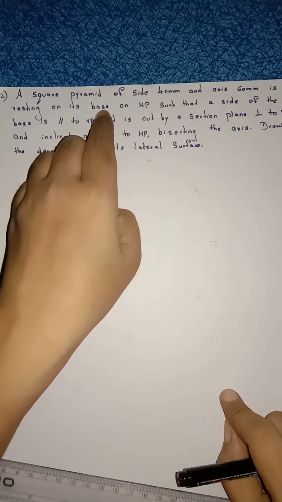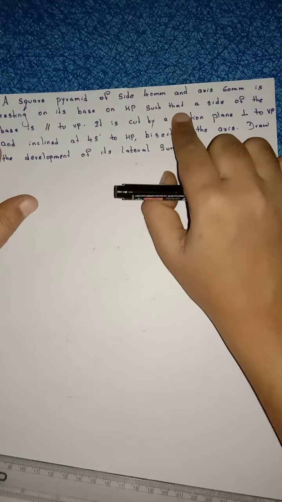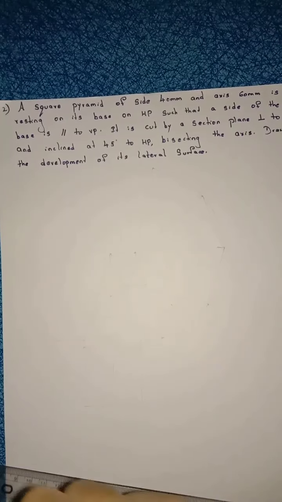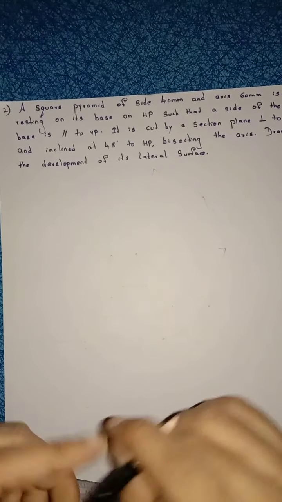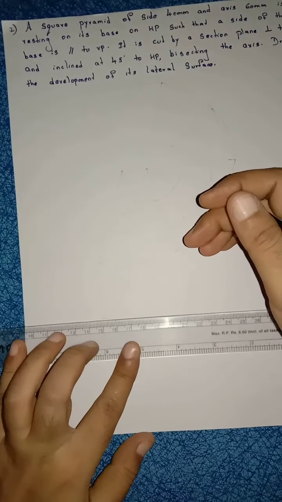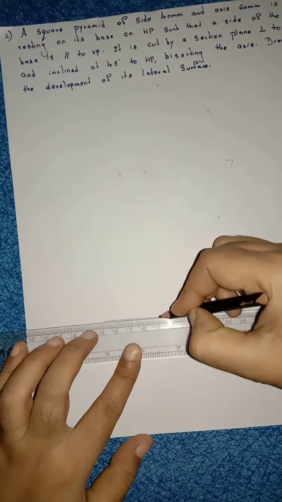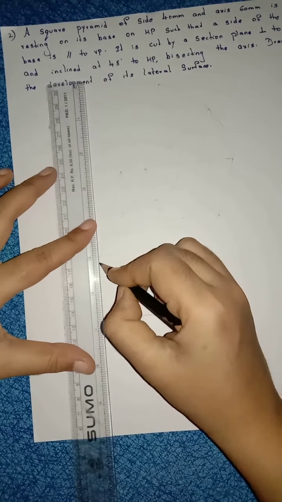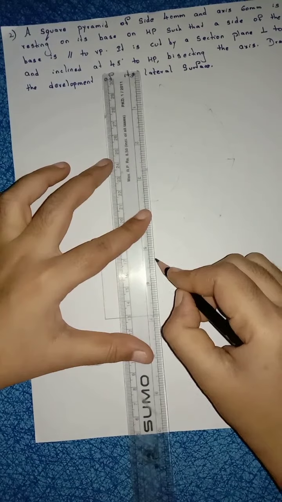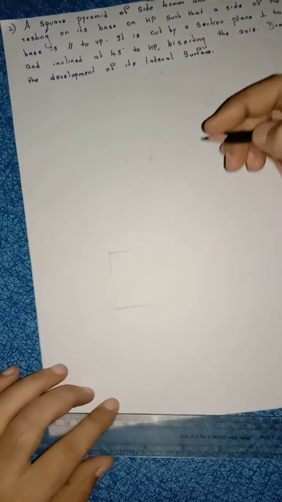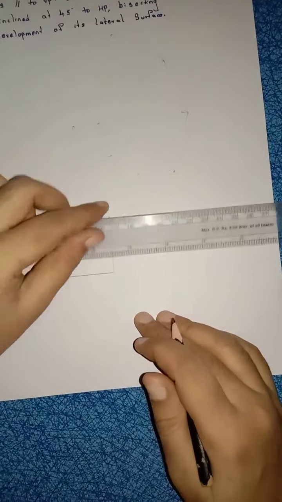So here you have to construct the square on HP, condition is base. But he continued the question such that a side of the base is parallel to VP. Right, so how to construct this one? First you have to construct the square on HP. Condition is side of the base should be parallel to VP. Right, so construct the square such that base should be parallel to VP. Length of the square is here 40 mm. Right, so construct the square, leave 5 mm gap.